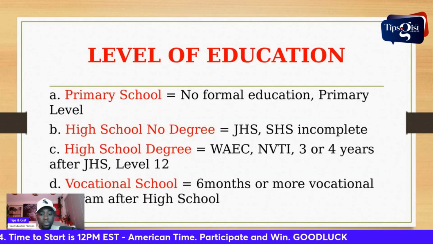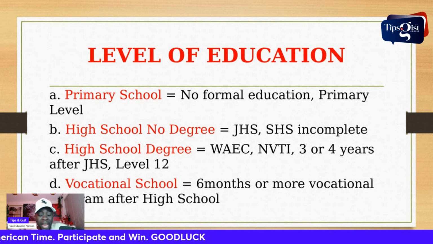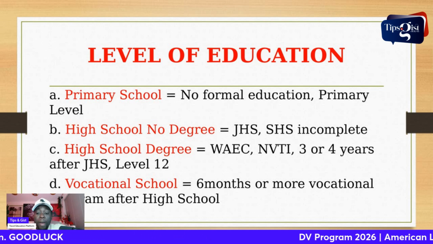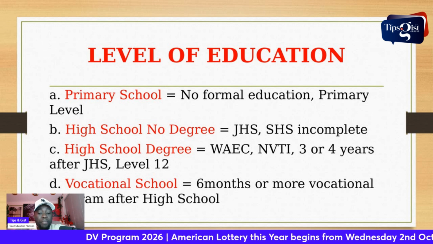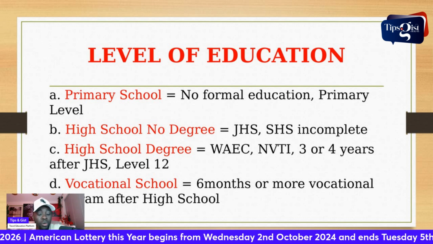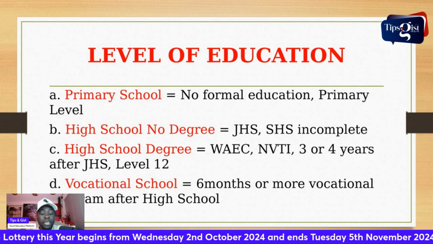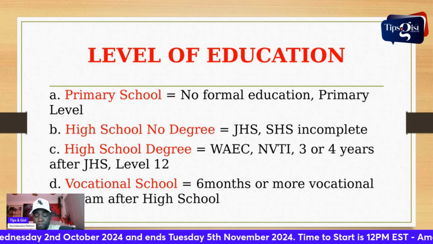So let us read through here. So a typical example is what you can see on the screen. Level of education. Primary school, it's no formal education or primary level. So those of you guys with no formal education, you didn't go to school at all, you select primary school. Or when you went from kindergarten to class 6, primary 6, you select primary level. So that is primary school. You're going to select primary school.